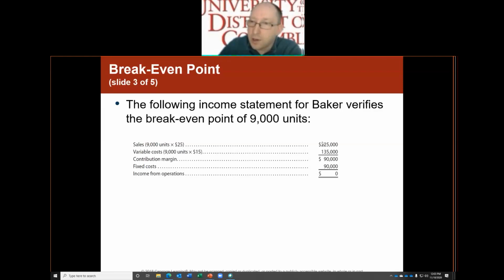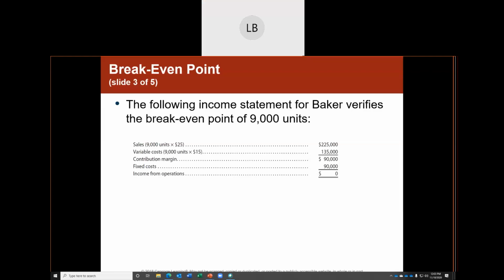Once you take the 135, they give you the 90,000 in your fixed cost. You bring that down, that'll be 90,000. Income from operations would then be 0.